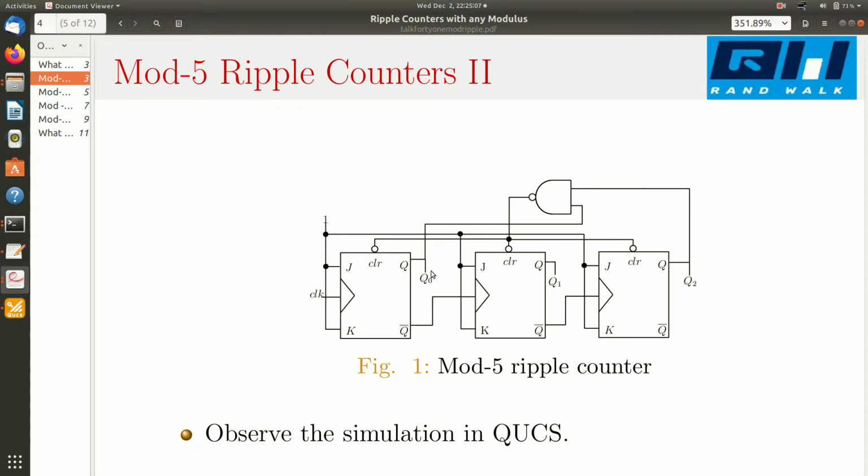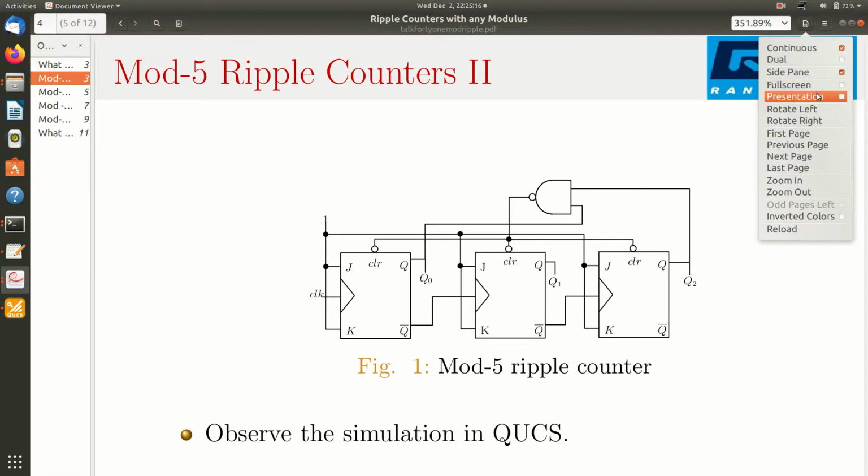So I have to make some modification in this resetting arrangement. But before I make that, let me see how a Verilog model is made.